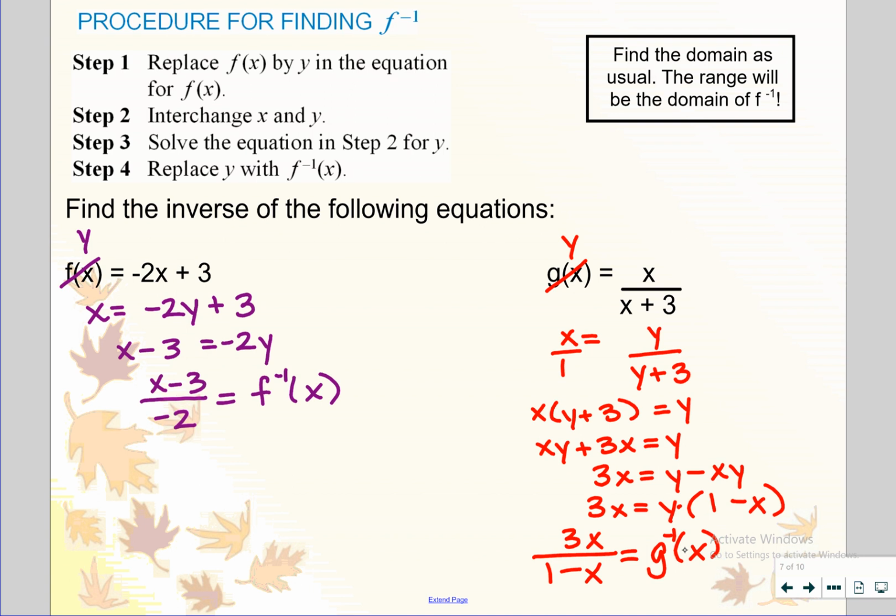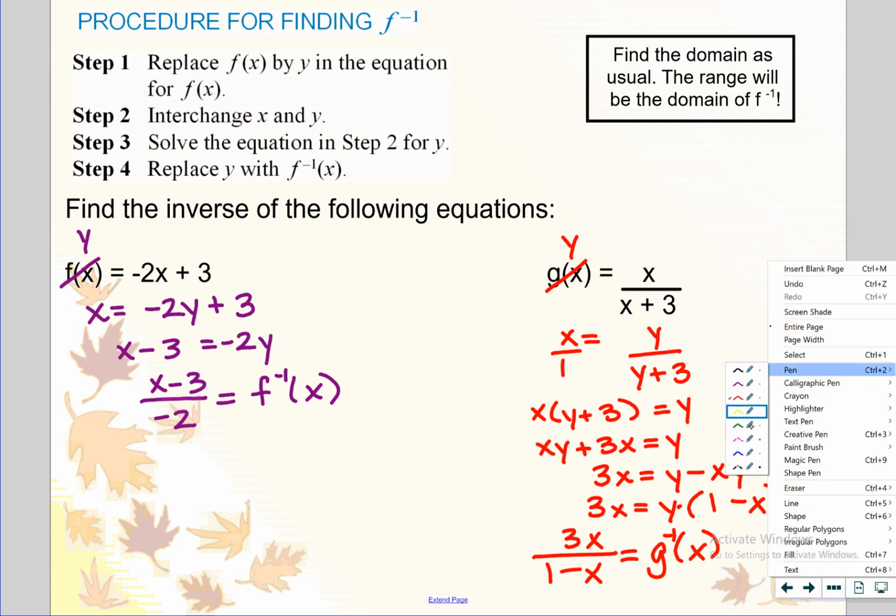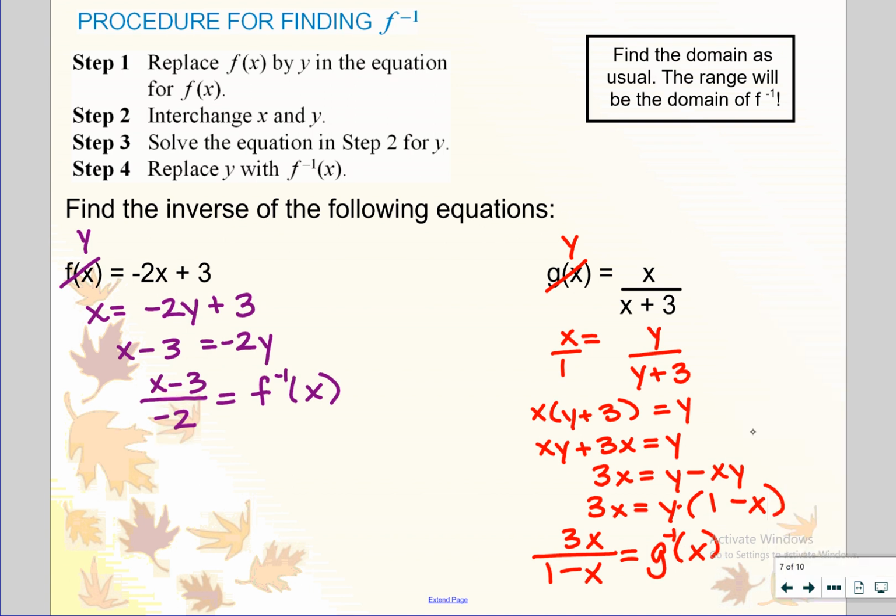Okay. So the other thing that's at the top of this slide says because I'm switching x's and y's when I create an inverse, all the x's become y's, all the y's become x's. X is my domain and y is my range. Also, my domain and my ranges are going to flip.